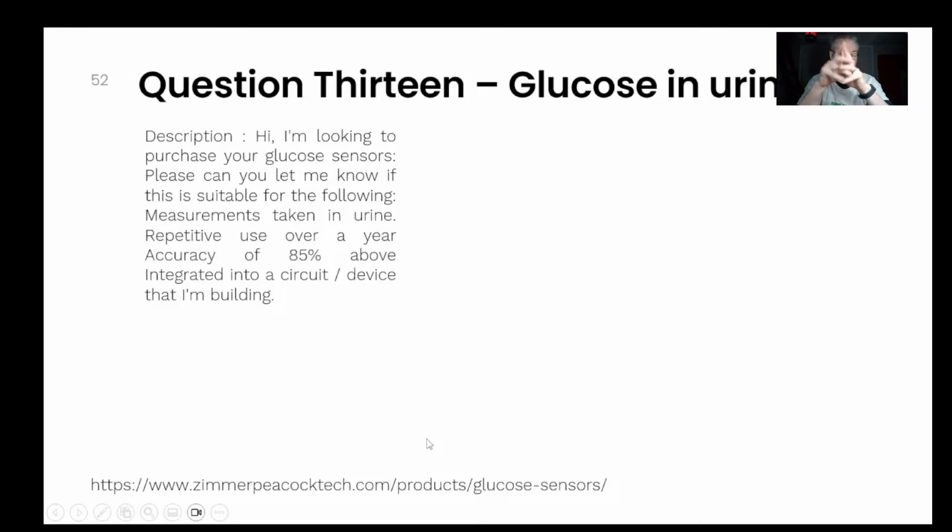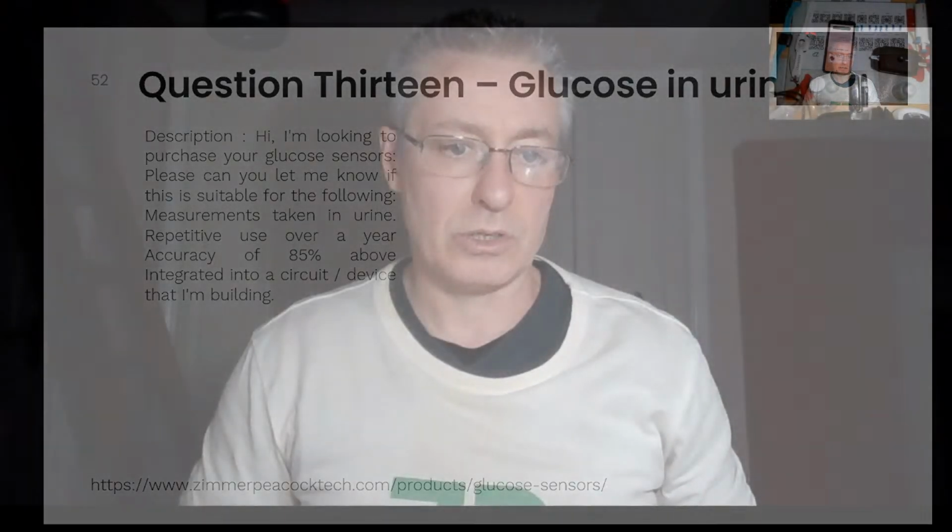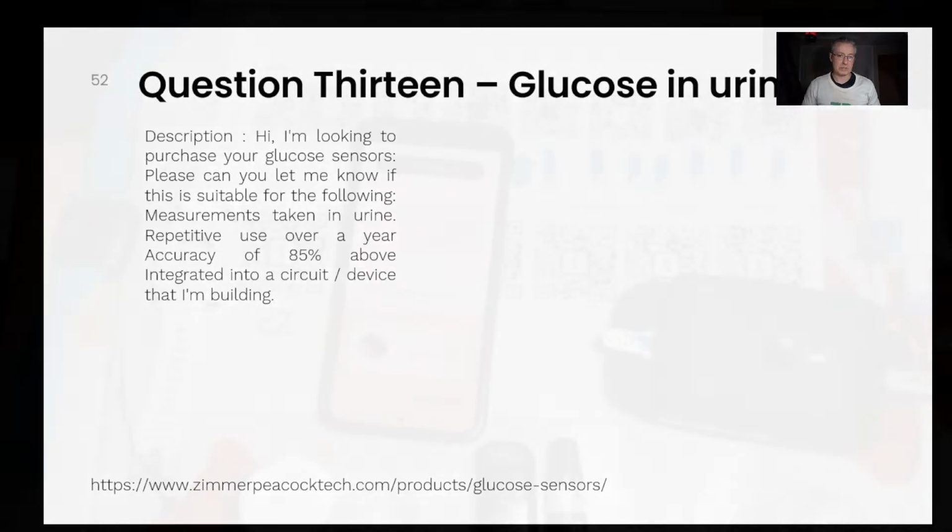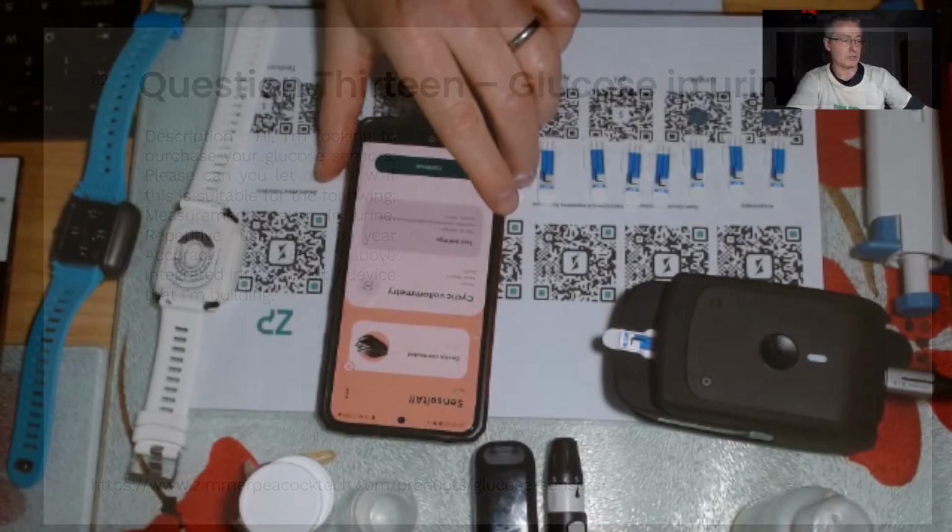Right. Okay. So last question. And it's not funny, but sometimes questions can seem very simple, but the answers are not simple. So somebody wants to measure glucose in urine, and they would like 80%, let's say, accuracy on that. So let me use this as an illustration.